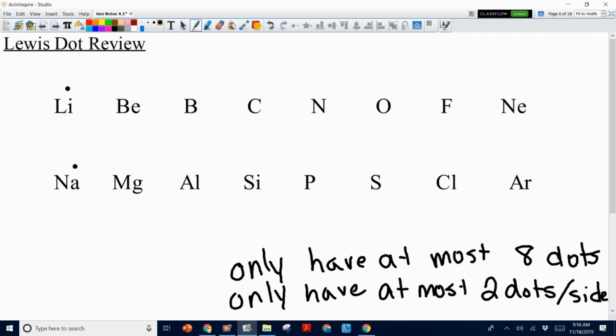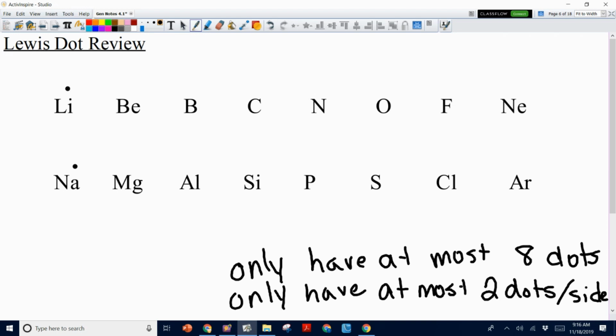All right, now looking at period 2, we have beryllium on the periodic table. And then in period 3, we have magnesium. It doesn't matter what period it's in. For the Lewis dot structure, you're looking at just the group number. So both beryllium and magnesium are in group 2.